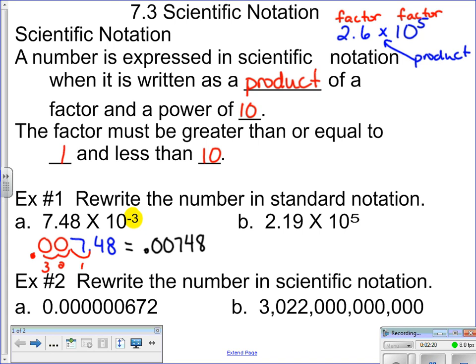Now, if the exponent happens to be positive, we're going to move it in the other direction. So I start out with my 2.19, and I move the decimal point 1, 2, add a 0, 3, add a 0, 4, add a 0, 5. To rewrite that so it's a little bit neater, that would be 219,000. The decimal's at the end. So if it's a negative exponent, you put the zeros in the front. If it's a positive exponent, you put the zeros at the right side.